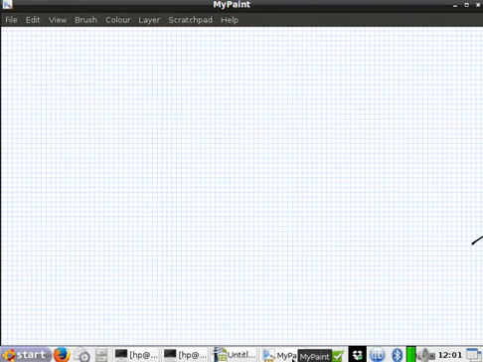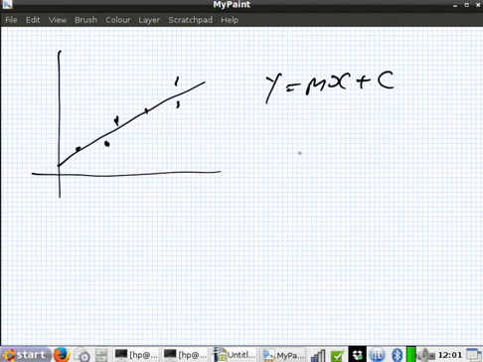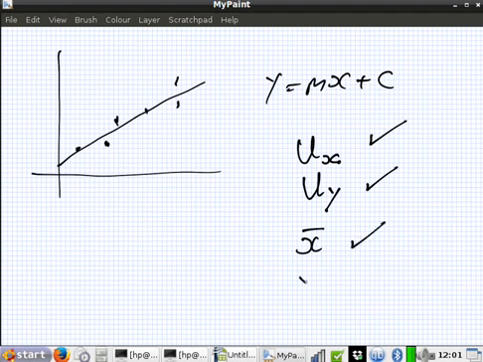Okay. So, to quickly recap what we have so far, we have our points, we have our line, I know what the uncertainty in the x measurements is, I know the uncertainty in the y measurements, so I got this. I also know what the average x is, and I also know what the average y is. And I also know what the m is, I also know what the c is.